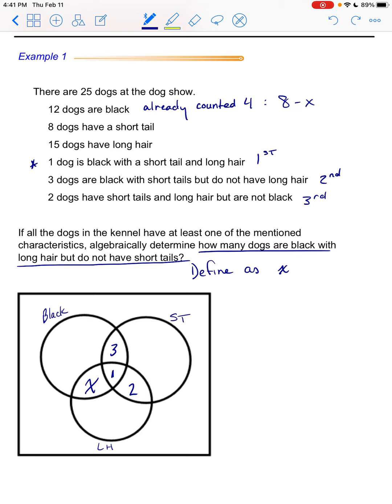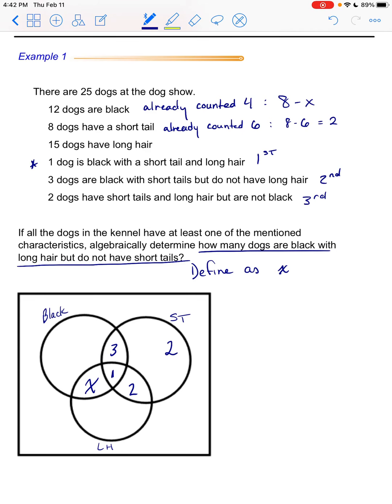Okay, so now we'll go to 8 dogs just have a short tail. If 8 dogs have a short tail, we can say we already counted the ones that we've already put in that set. There are already counted 1, 2, 3, 4, 5, 6 of them. So that means we have 8 minus 6 is 2. So we'll put that 2 there for short tail.